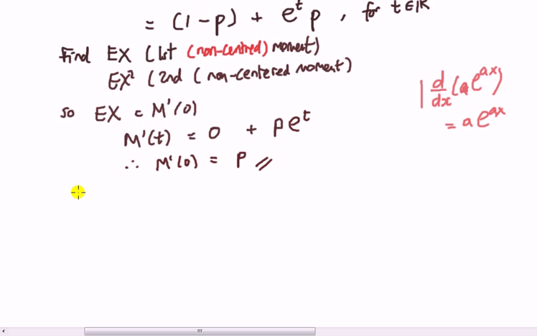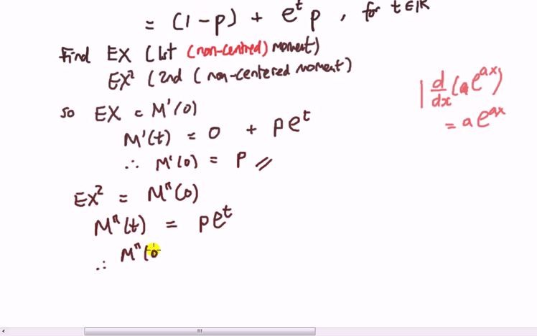Next, the second non-centered moment, that is going to be the second derivative. So let's do 2 slashes there for second derivative, evaluated at t equals 0. First we need to get the second derivative. We've already got the first derivative here, so we just have to find the derivative of this with respect to t again, and you can see it's going to be p e to the t. Therefore, the second moment, E[X squared], equals this thing evaluated at t equals 0. It is going to be p.